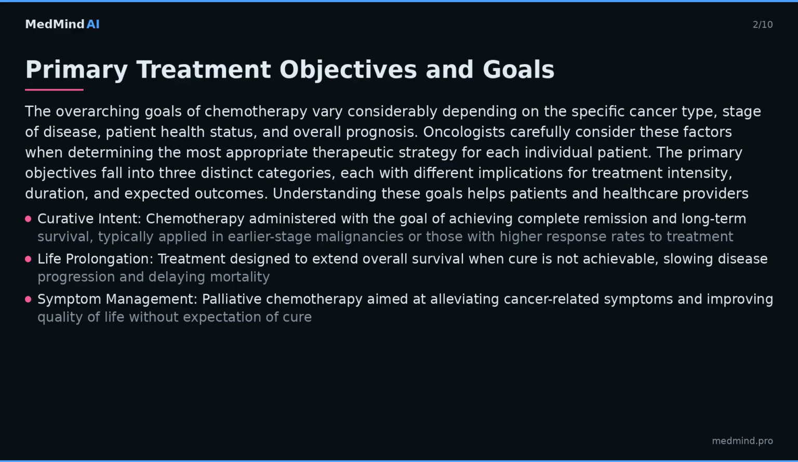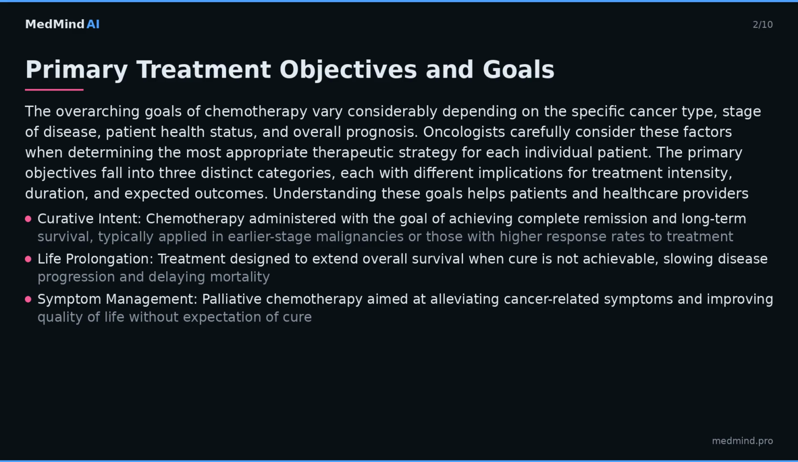The primary objectives fall into three distinct categories, each with different implications for treatment intensity, duration, and expected outcomes. Understanding these goals helps patients and healthcare providers align expectations and make informed decisions about pursuing chemotherapy. The selection between these objectives fundamentally shapes the entire treatment course and patient experience.